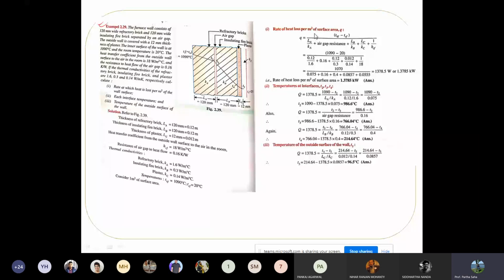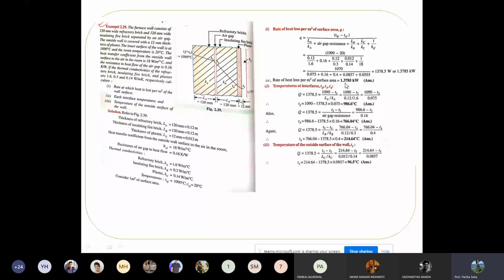Q will be delta T divided by (LA by KA, then air gap resistance, LB by KB, LC by KC, and 1 by HC). Because that is what is happening. So for LA, K, all the parameters you see, you have directly the air gap resistance, which is actually 0.16 Kelvin per watt, substituted here. And then for all other parameters, you substitute the values and solve for Q, which is 1.3785 kilowatt.